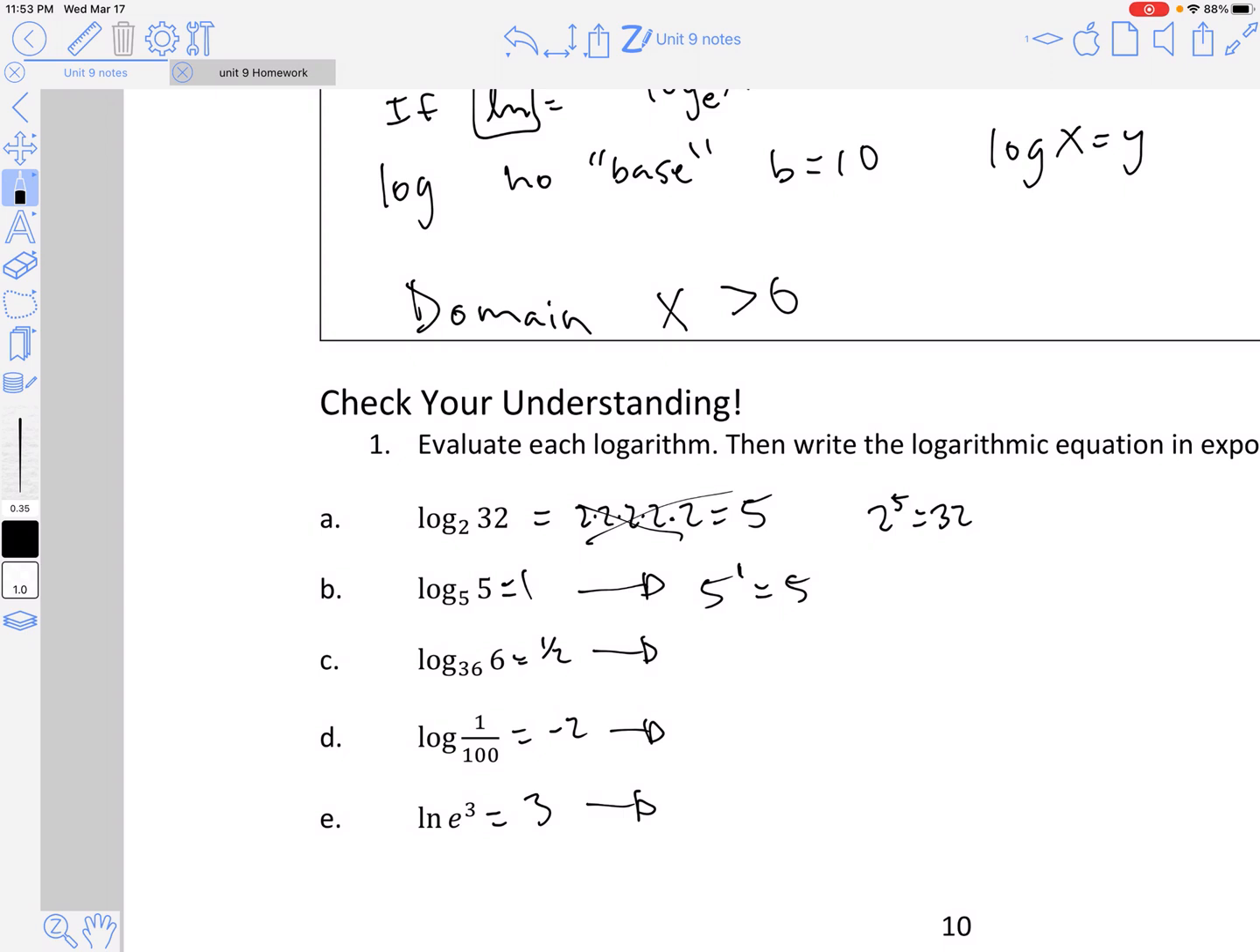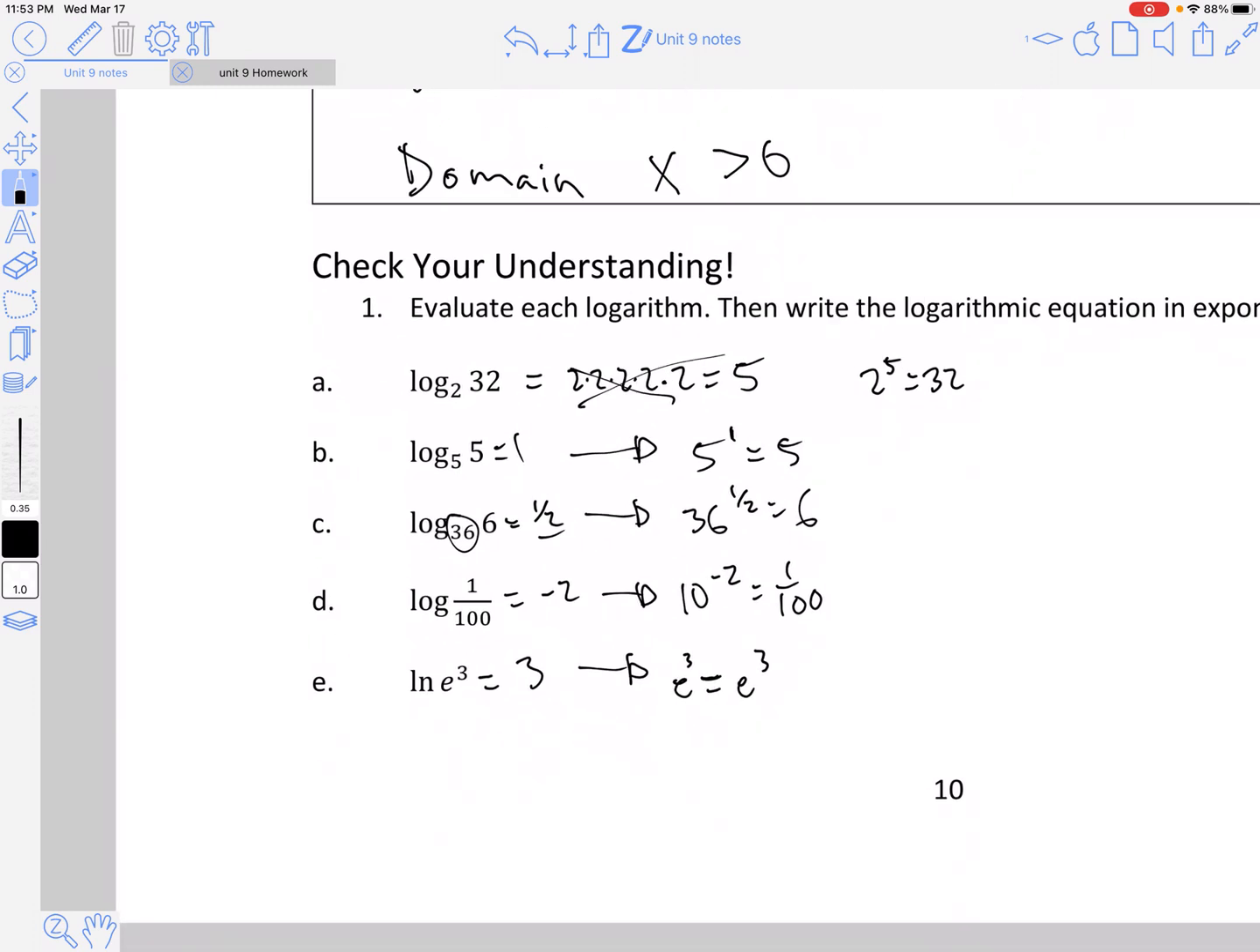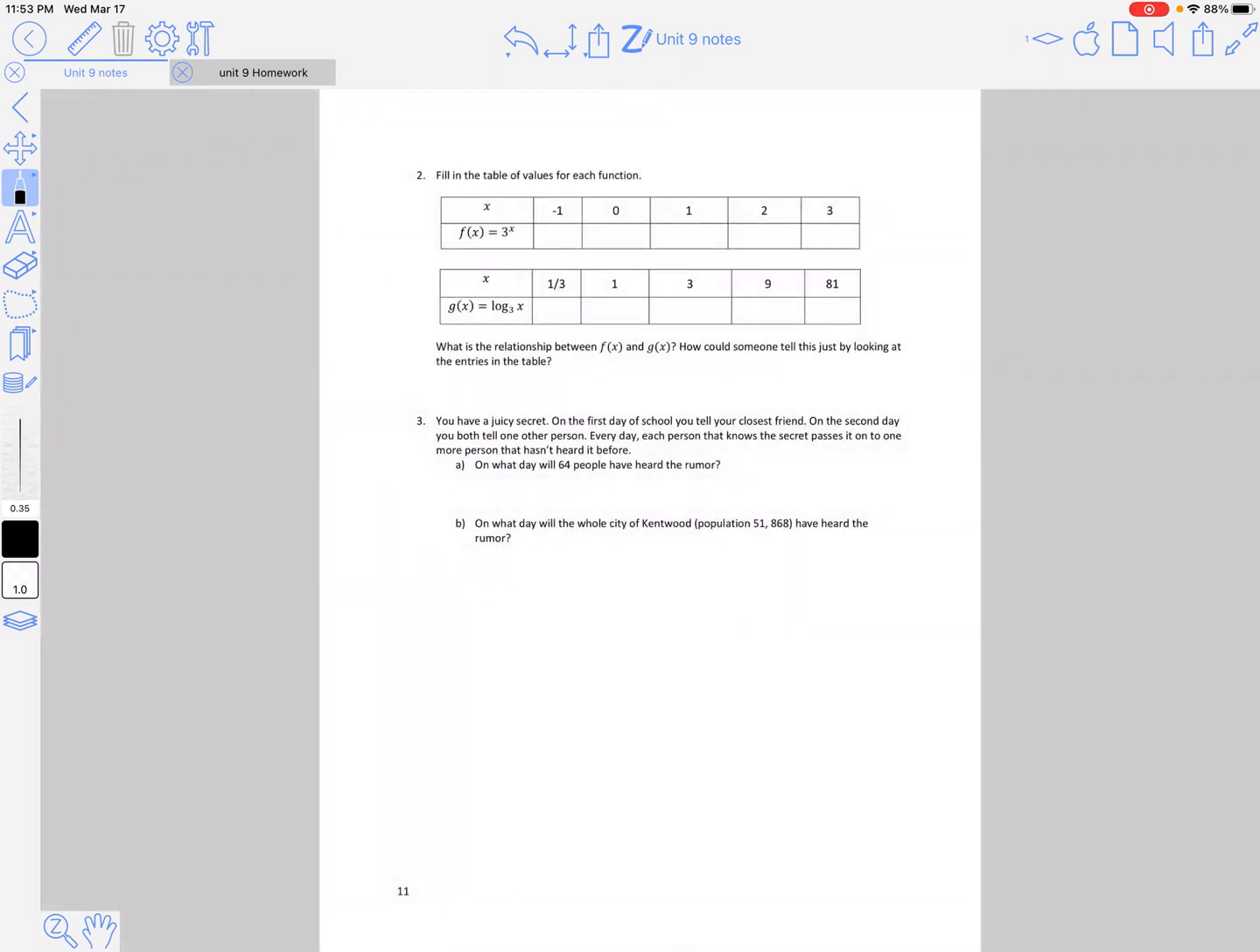Great. Okay, so take the base, take the exponent, and that's what it equals, right? What's in the log. Take the base, take the exponent, what's in the log. Take the base, right? That's not the base. Take the base, give it an exponent, it equaled that. Yep, e to the third equals e to the third. That's a true statement. That's e. All right, let's move on.